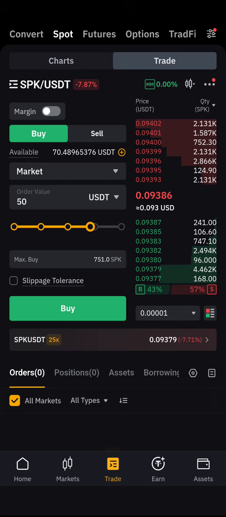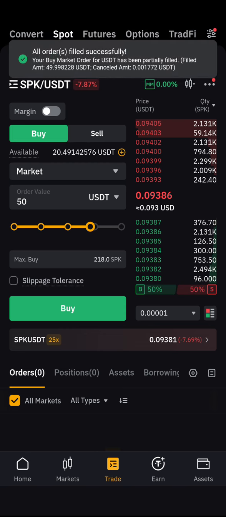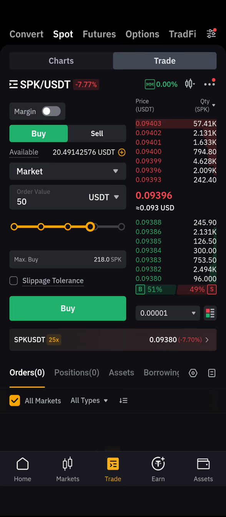If I use 50 USD now, I'm going to leave it at market because I want the trade to be executed instantly. Also don't forget, you have to set your stop loss and a lot more of them. So I'm going to click on buy. When I click on buy, my trade is completely executed.